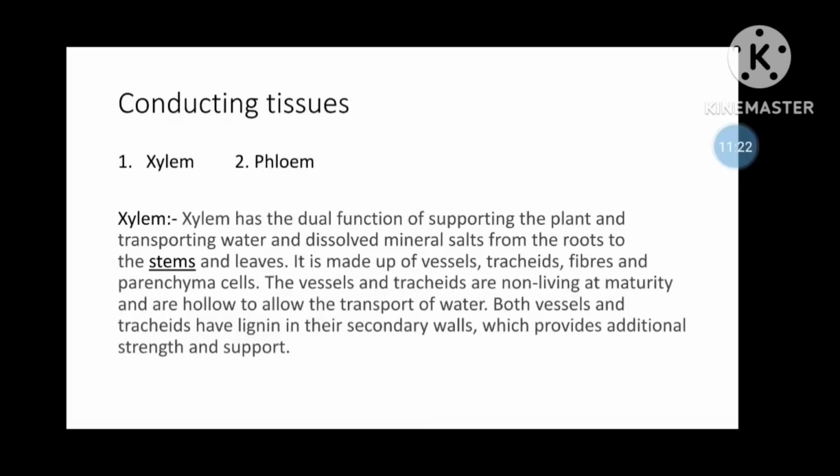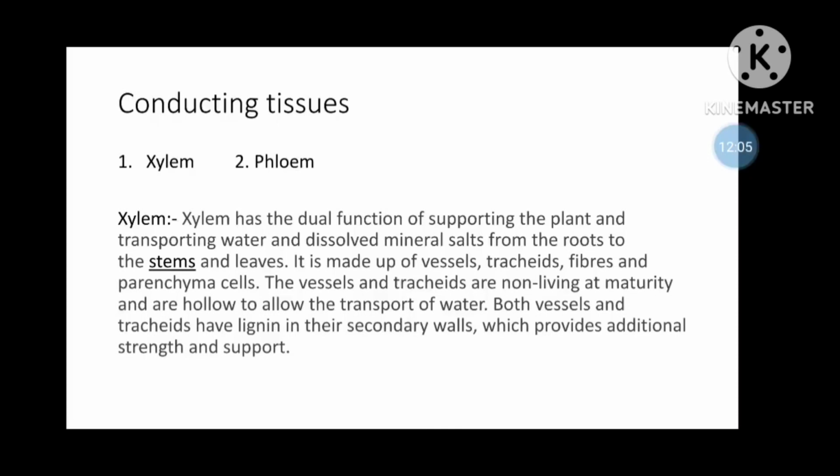Now let's start with the xylem. The xylem has the dual function of supporting the plant and also transporting water. Means xylem provides mechanical support to your plant and is also involved in the transportation of water from the root to the tip of the plant. This xylem is mainly made up of four different types of cells, that is xylem vessels, tracheids, fibers and xylem parenchyma.